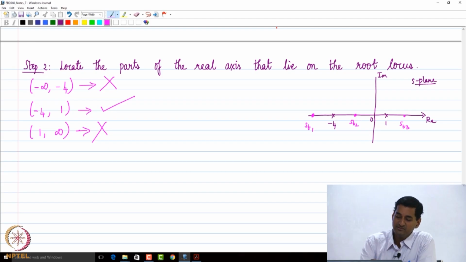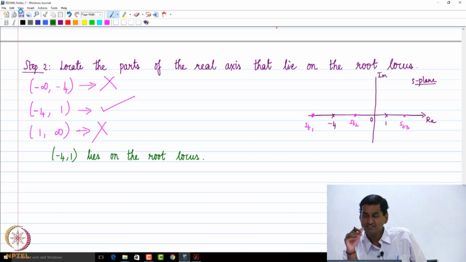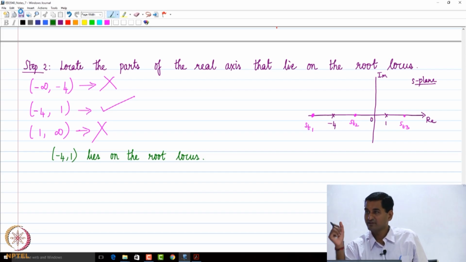So this consequently tells me that the only portion which lies on the root locus is the region between -4 to +1 on the real axis, okay. Of course we are going to do more steps, but as far as the real axis is concerned, for this example -4 to 1 is the only portion that lies on the real axis. How do we generalize it from this example? That's what this document is about, right.